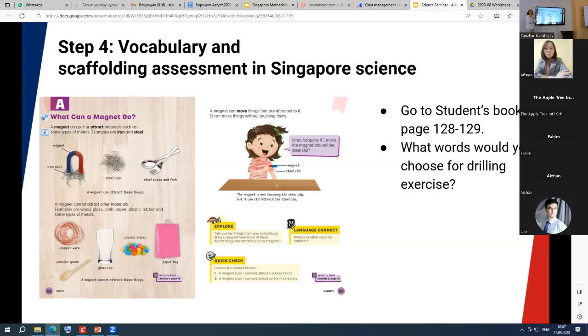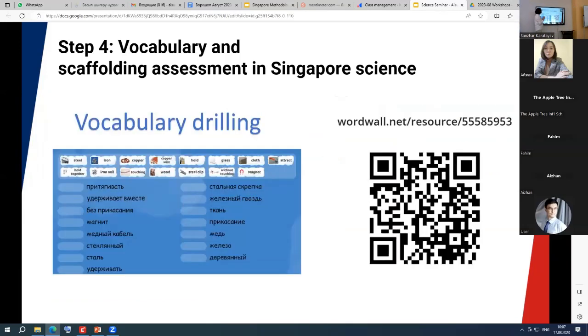Okay, any ideas? Wool, pull, okay, attract, pull, very good. Nails, yes, steel, clips, yes. Sometimes I just choose those that are in the assessment most of the time. Okay, let's look at how it was done.